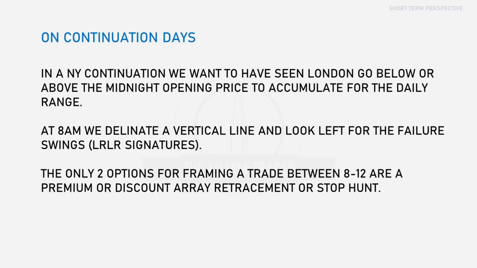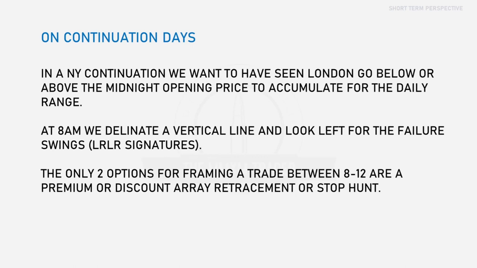Now, continuation days. In a New York continuation, we want to have seen London go below or above the midnight opening price to accumulate for the daily range, right? So smart money accumulates sell orders above this New York midnight opening price to continue down lower during the day, and vice versa, will accumulate long orders below that New York midnight opening price to go for an expansion higher.